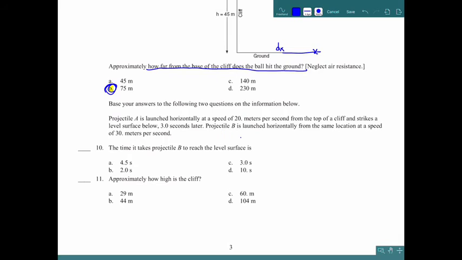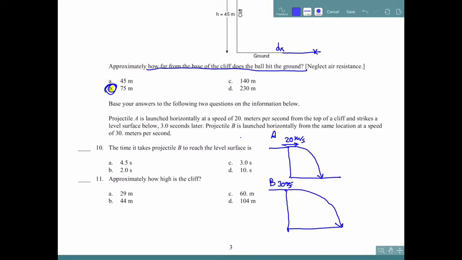Projectile A is launched at 20 meters per second off a cliff, and so this is A at 20 meters per second, and it's going to go off and it's going to smack down at the bottom. Then we got a similar object, and it's the same cliff, same height and everything. This is 30 meters per second. It's going to go off and it's going to smack a little farther. But our initial vertical velocities are 0 meters per second because we launched these things directly horizontal, all right?